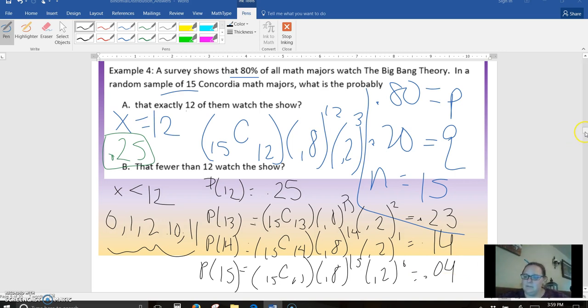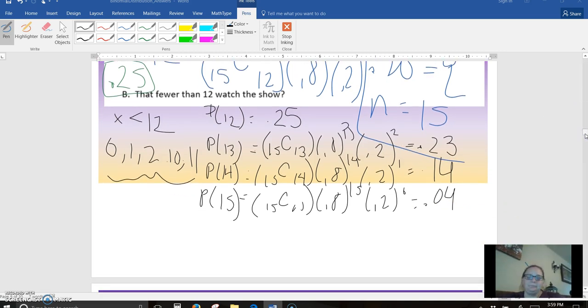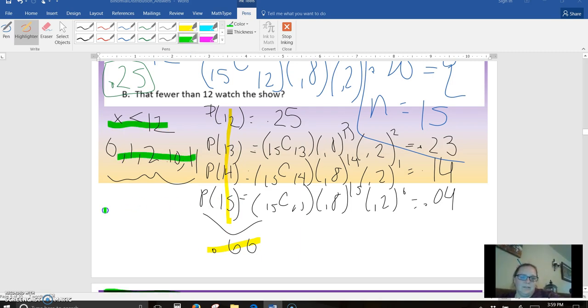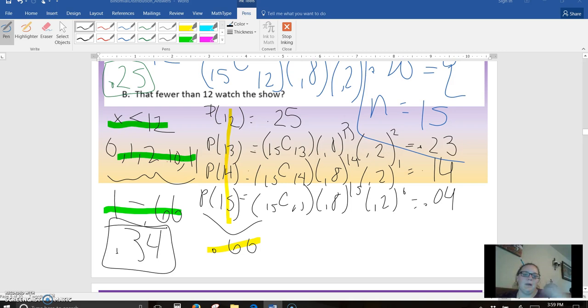All right, so 0.25 plus 0.23 plus 0.14 plus 0.04. This is 0.66, right? So probability of 12 to 15 is 0.66. But what we need is anything less than 12. So we need all these other guys. So what we're going to do is 1 minus 0.66, and we get 0.34. And so the probability that fewer than 12 watch the show is 34%.